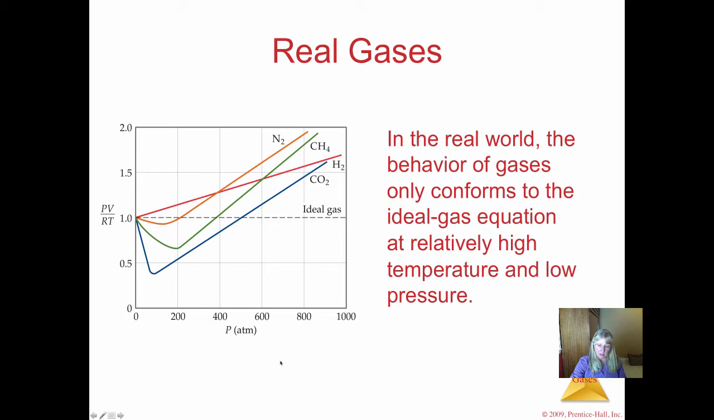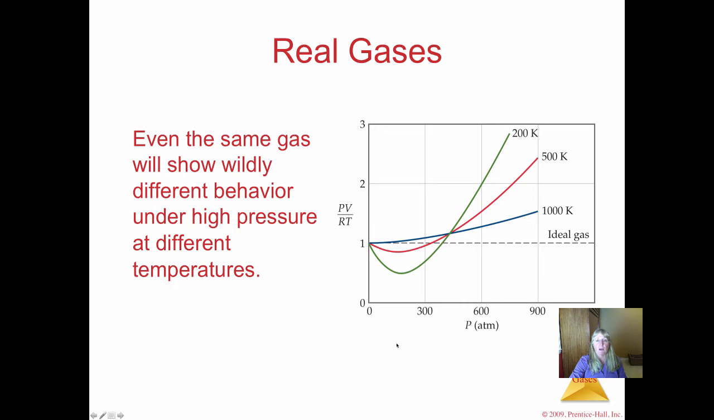Also, if you take a look at the graph that shows temperature variations, this time it's a little bit more subtle. We still have pressure here, and we still have PV over RT with the baseline value of 1, but now we're looking at the same gas at very different temperatures. And essentially what we're saying is, if you look at all 3 of these lines, when the temperatures get lower, then the behavior is going to be more nearly ideal. There'll be less deviation from ideal. So what we want to do is ask why that is.